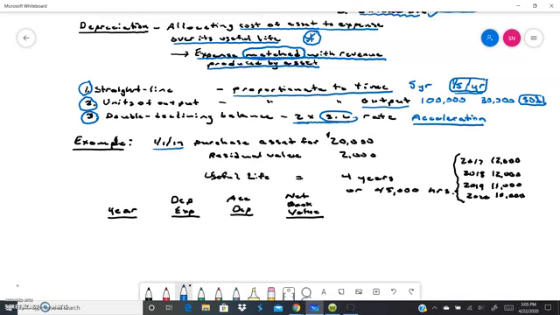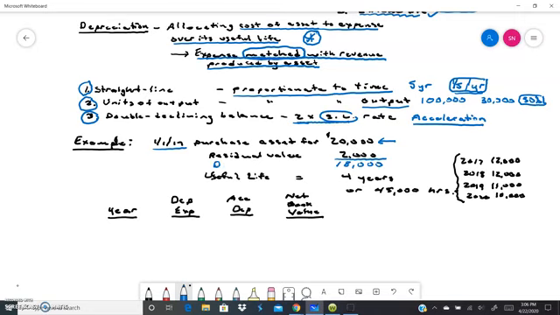On January 1st of 2017, we're going to purchase an asset for $20,000. That asset's going to have a residual value of $2,000. So in other words, that's what it's going to be worth at the end of its useful life. So if we subtract the two, we're going to depreciate a total of $18,000. We purchase it for 20. Someday it'll be worth 2. That means we want to depreciate it from 20 down to 2.